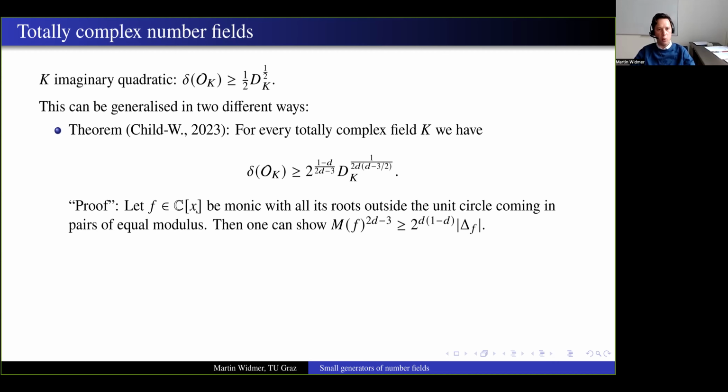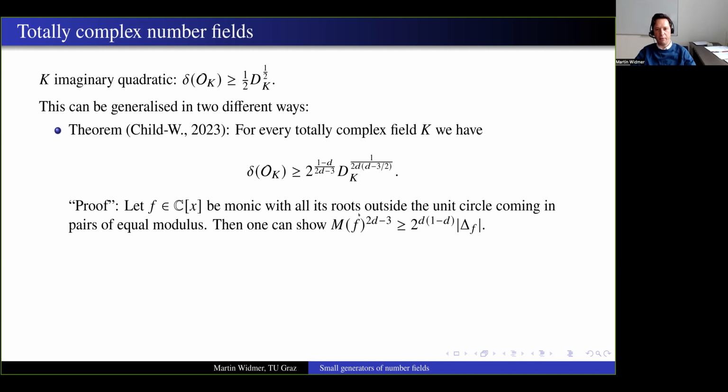And the proof of that inequality has nothing to do with number theory. It just comes from looking at monic complex polynomials whose roots outside the unit circle come in pairs of equal modulus. That's already enough to get the inequality for the Vaaler measure as stated on the slide. And in this inequality, the exponent 2d minus 3 on the Vaaler measure is actually sharp. You cannot improve on that.